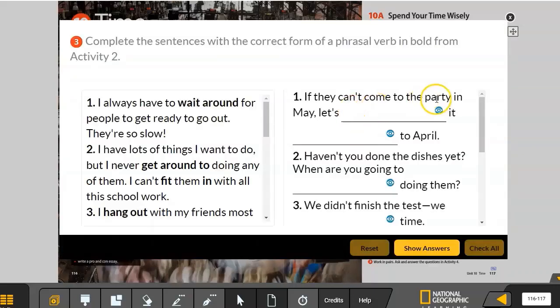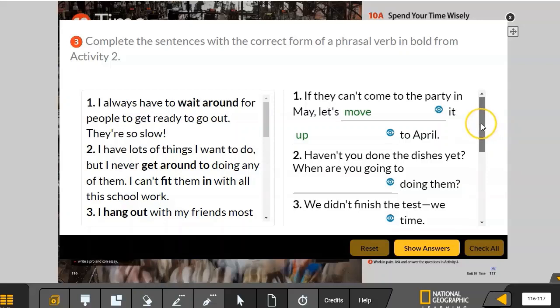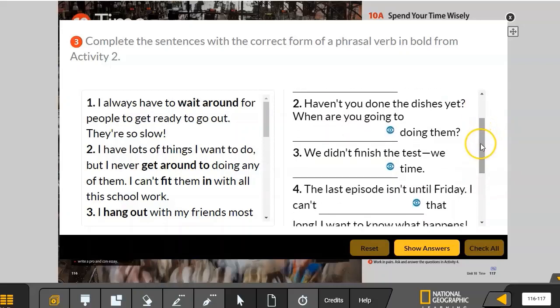If they can't come to the party in May, let's move it up to April. Remember, move up is like to change. Good. Number two. Haven't you done the dishes yet? When are you going to get around to doing them? Get around, something that you have the intention to do, remember? Good. Now number three.